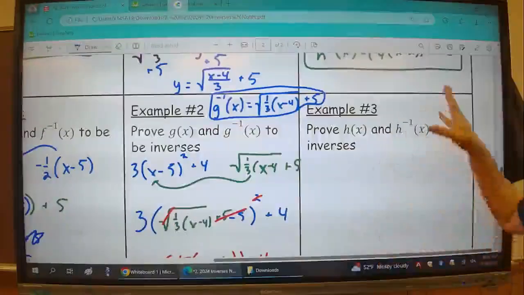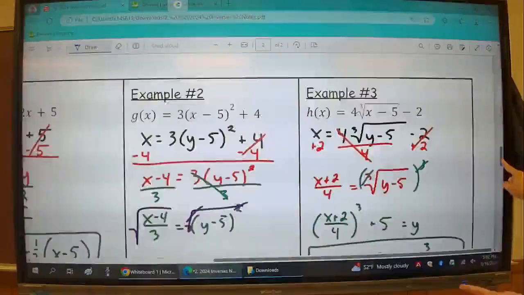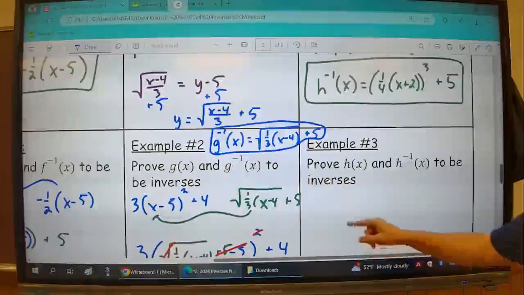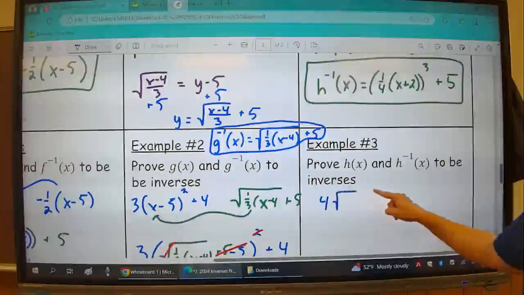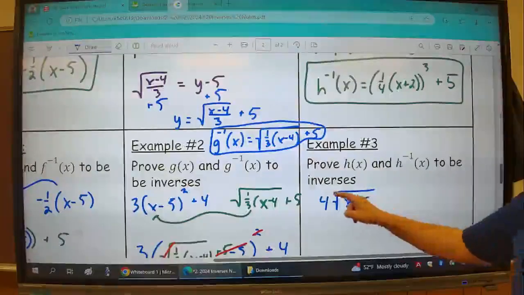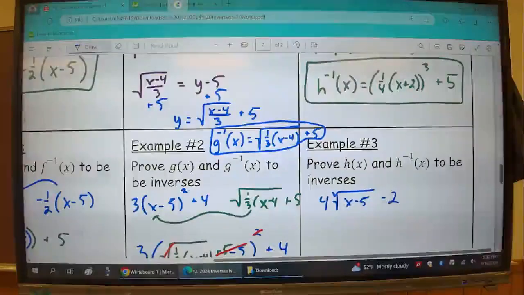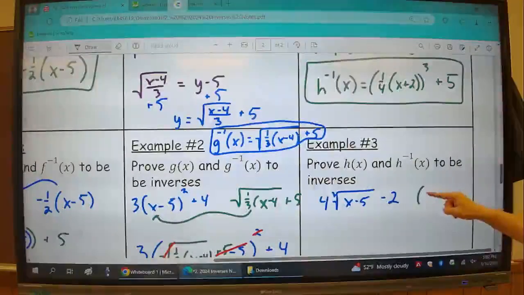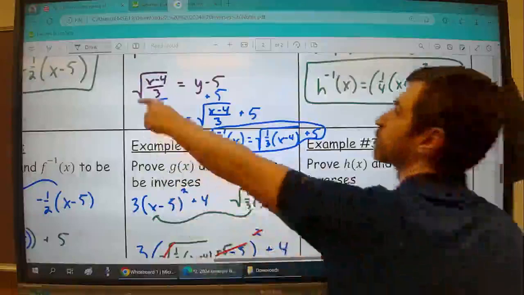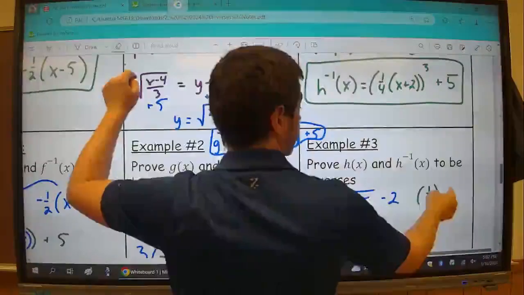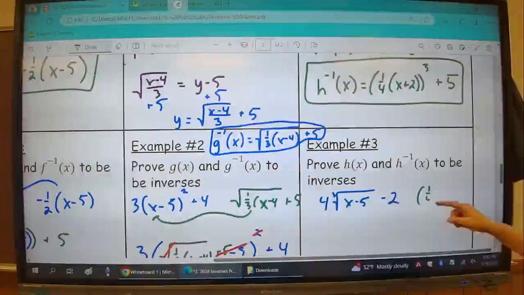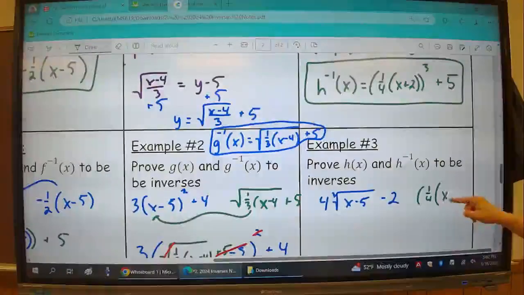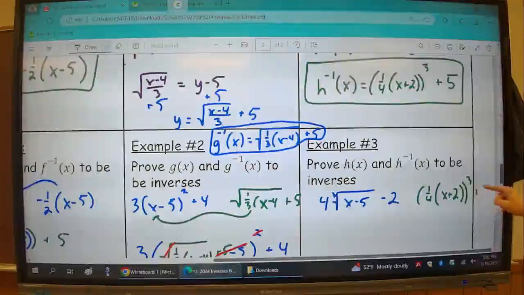In blue, let's take a look at the original h function. The original function was 4 times the cube root of x minus 5, minus 2. 4 times the cube root of x minus 5, put a 3 there, minus 2. Now, I'll go ahead and take the inverse function we found, which was 1/4 times x plus 2, cubed, plus 5.